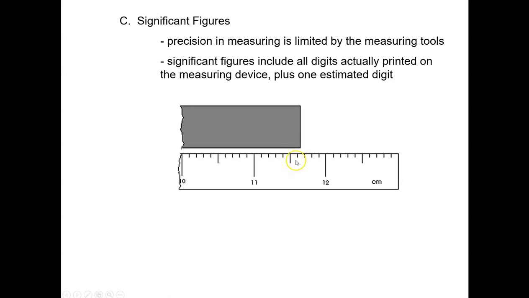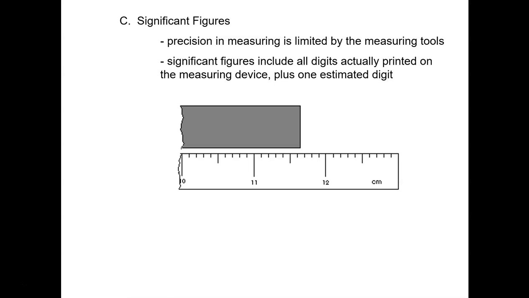So how many tenths of a centimeter is this past? I think everyone would clearly agree that it's past the 0.6 mark, but it's not all the way to the 0.7 mark yet. So right now, I don't think there can be any discussion at all as to the fact that this is at least 11.6 centimeters long. But it's not right on the 11.6. So in our definition, we say that we always have to read one estimated digit past what's printed on here. And since these tenths are printed on here, that means the next digit past tenths would be hundredths, right?